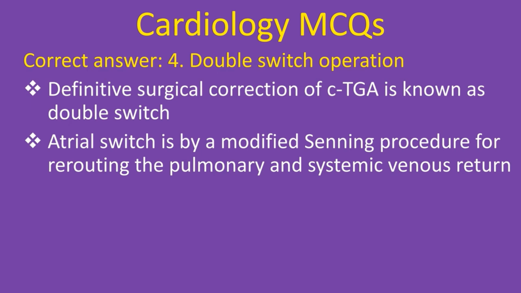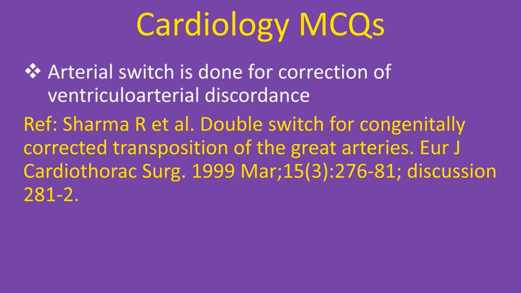Definitive surgical correction of CTGA is known as double switch. Atrial switch is by a modified Senning procedure for rerouting the pulmonary and systemic venous return. Arterial switch is done for correction of ventriculoarterial discordance.